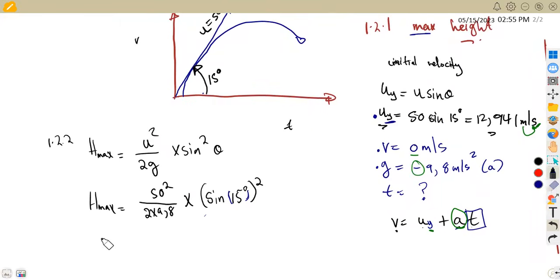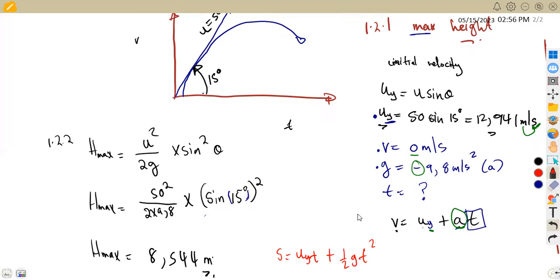From this, we can have the maximum height, which is going to be 8.544 meters. So the units here are in meters. Or you can actually get the same height if you use the formula s is equivalent to uy times t plus half g t squared. So you can actually apply this formula.